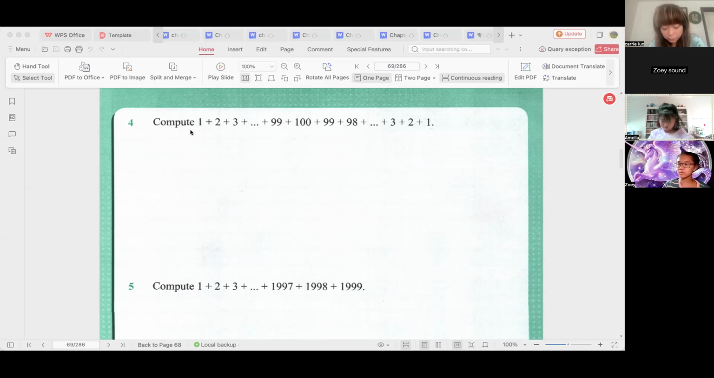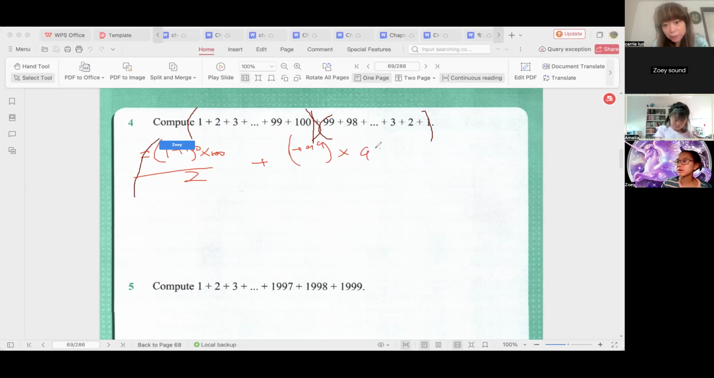I would like to hear. First, I separated the equation into two sections. I got here, so it's 1 to 100 and the 1 to 99. And then I calculated the two big ones, right? So it's 1 plus 100 times 100 divided by 2, plus 1 plus 99 times 99 divided by 2, right?